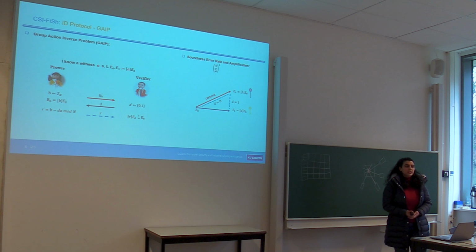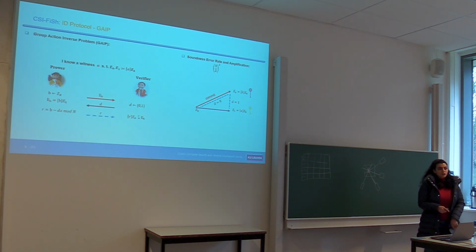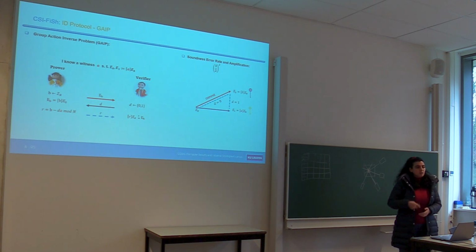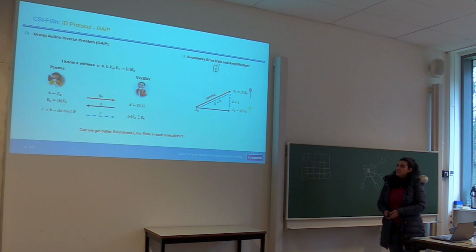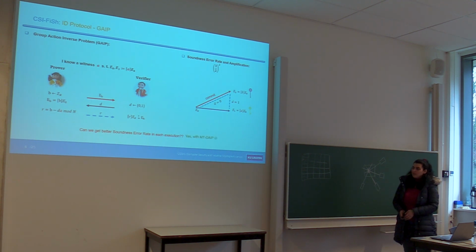So in order to get the security of 1/2 to the power of 128, that is 128-bit security, they need to repeat this protocol lambda times. Lambda is the security parameter. So the question is: can we get a better soundness rate in each execution? And the answer is yes, by using multi-target GAIP.